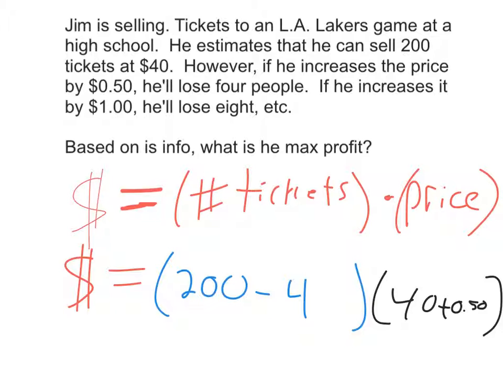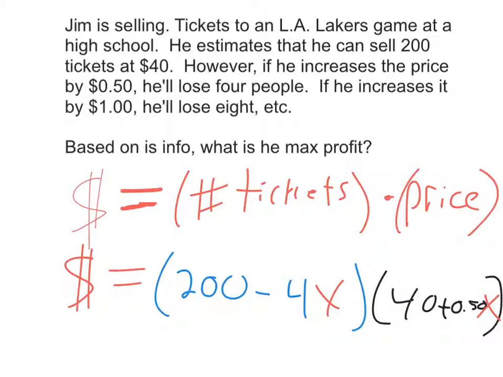But if you increase the price by $1 instead, you lose 8 people. If you increase the price by $1.50, you'll lose 12 people. And that can keep fluctuating. That's a variable, so that's what we really need to maximize. What should that price be based on losing 4 people for every 50 cents we increase it? So we need some variables there to help us maximize.